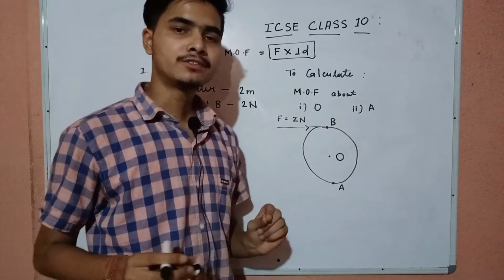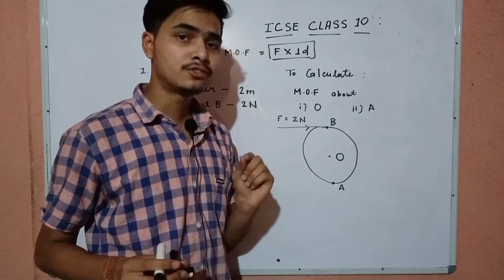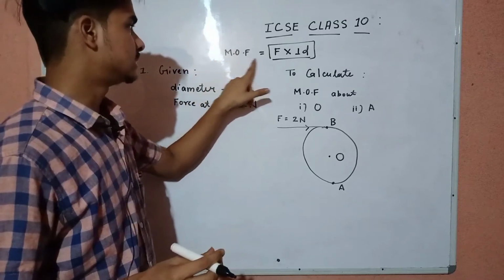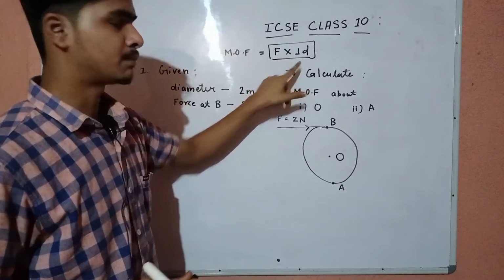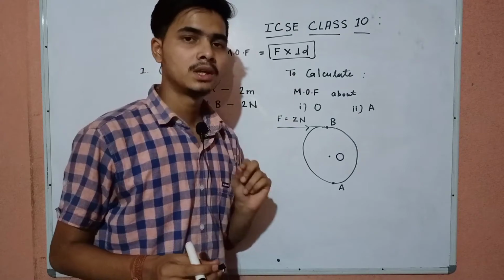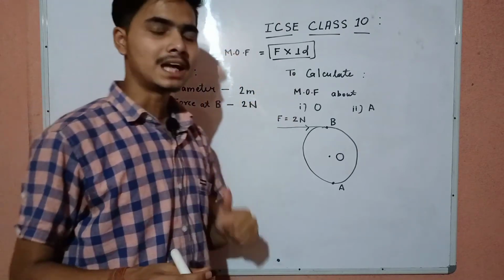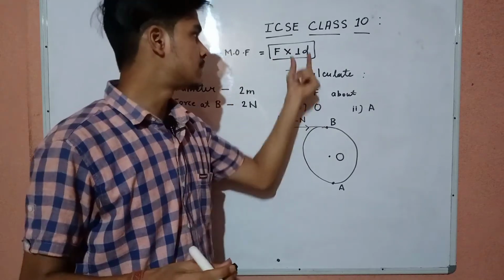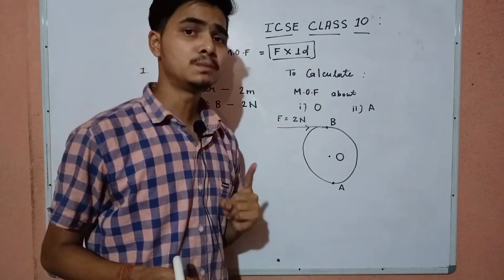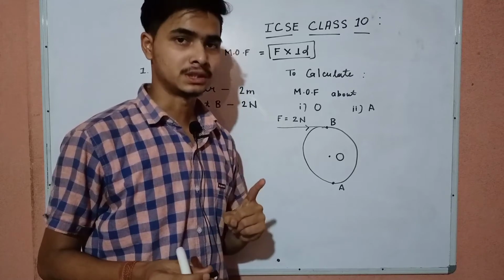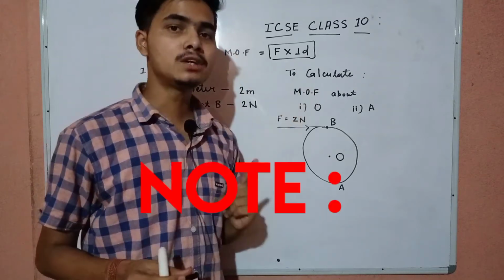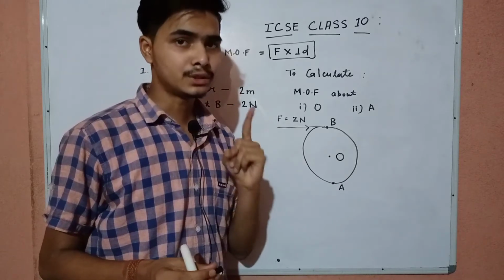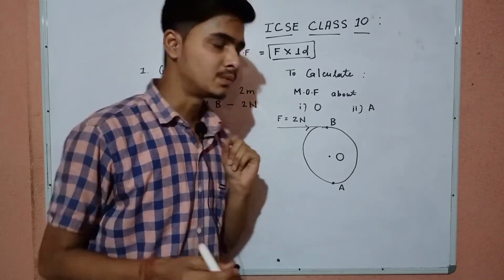First of all, tell me what is the formula to find moment of force. Moment of force is equal to force into perpendicular distance. In this formula, the force value you can easily substitute, but this perpendicular distance is going to play a very big role in every question. Let me show you with proof.